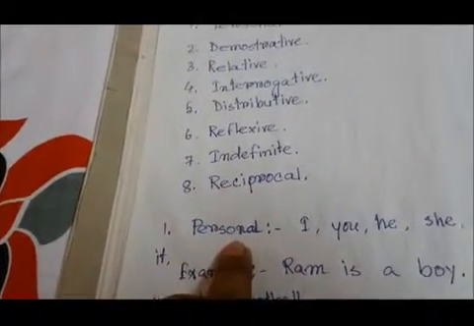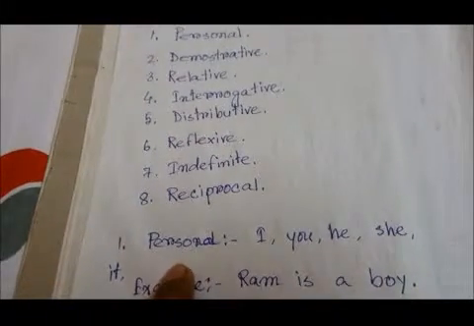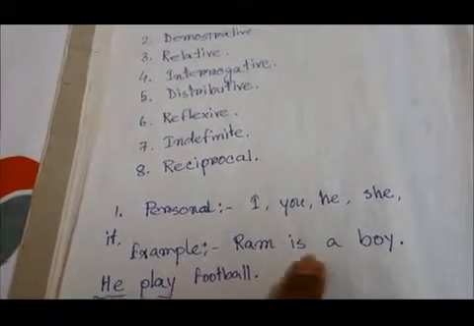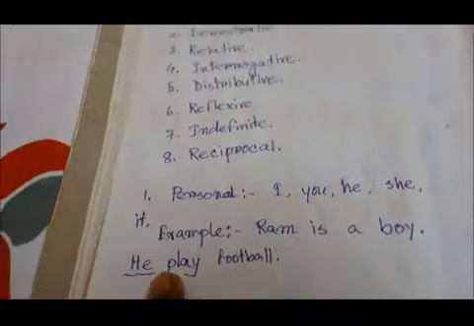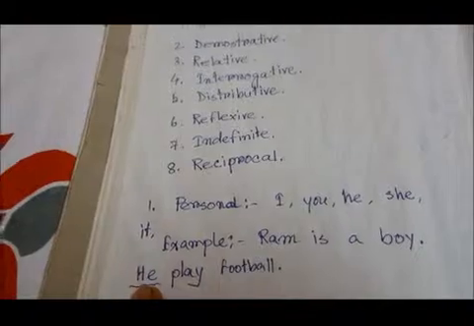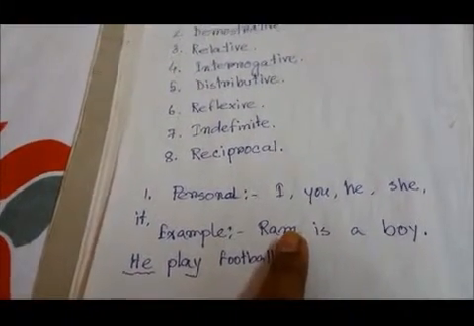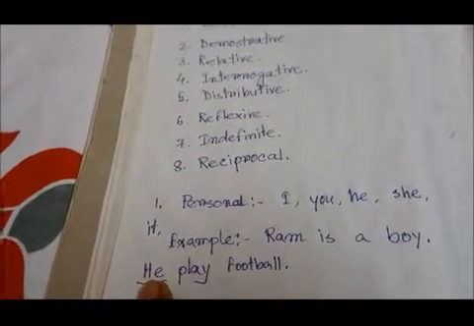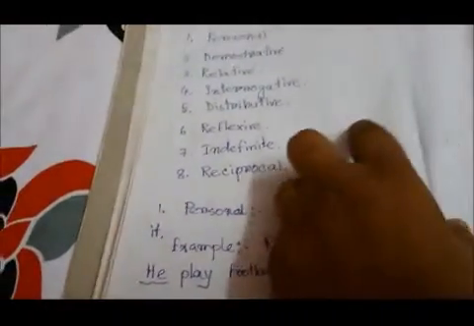Personal pronouns. Examples are I, you, he, she, it, etc. For example: Ram is a good boy. Next time, he plays football. Here we use he instead of Ram. Ram is a noun; instead of the noun Ram we use he. He is a pronoun used here. He plays football.